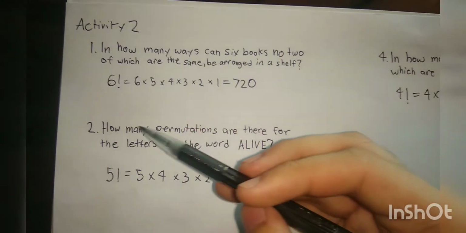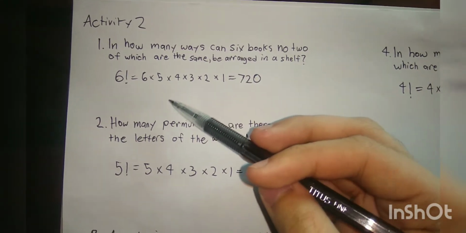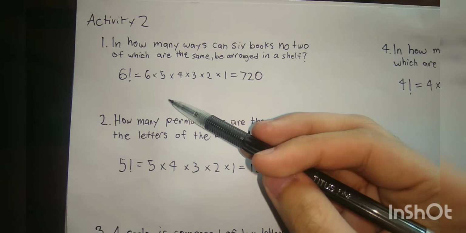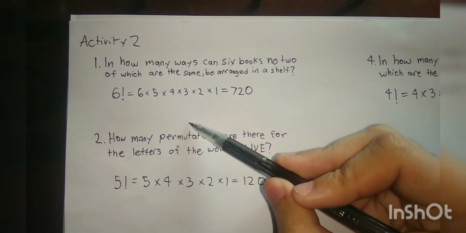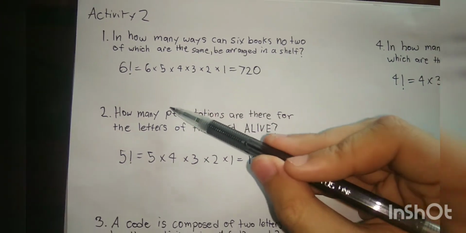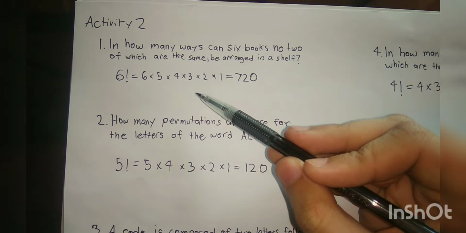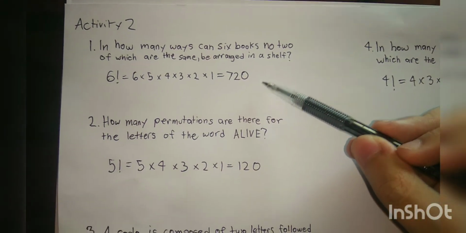Our first book has 6 spots to put in, and then our second book has 5 spots to put in since the first spot has been taken over by the first book. So, the third book will have 4 spots to put in, and then so on. So, 6 times 5 times 4 times 3 times 2 times 1 is equal to 720.